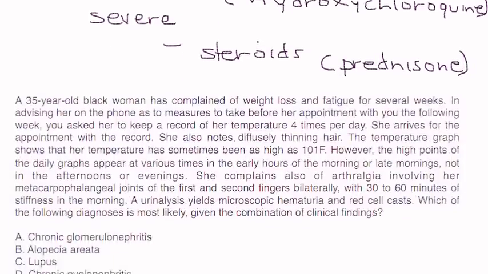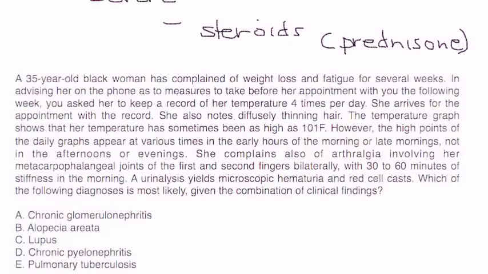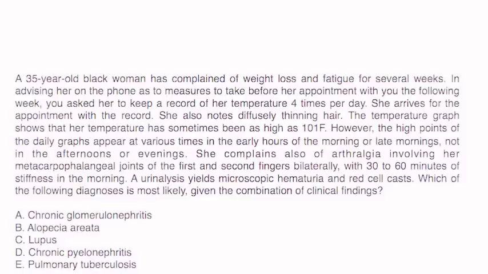So let's take a look at some clinical vignettes now. 35-year-old black woman has complained of weight loss and fatigue for several weeks. In advising her on the phone as to measures to take before her appointment with you the following week, you ask her to keep a record of her temperature 4 times a day. She arrives for the appointment with the record. She notes diffusely thinning hair.